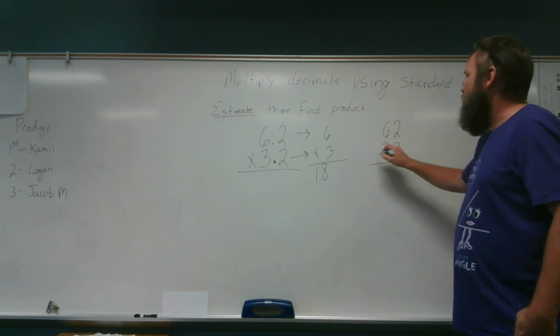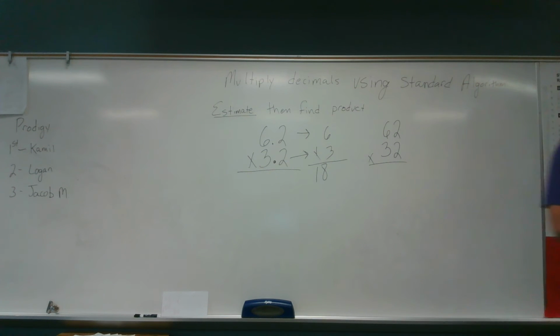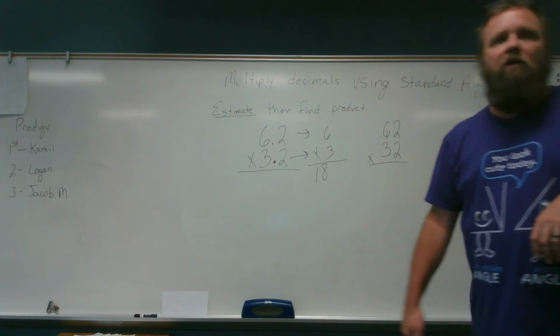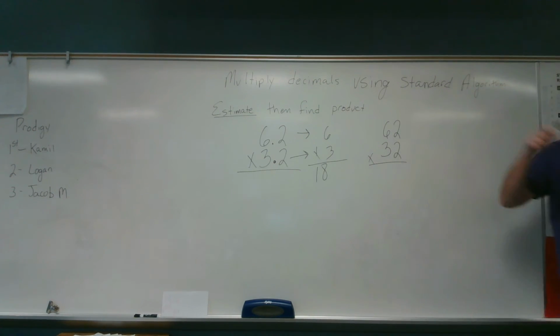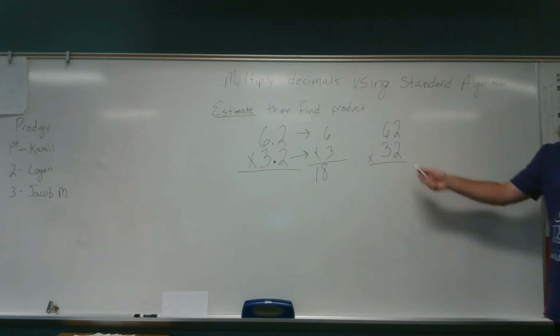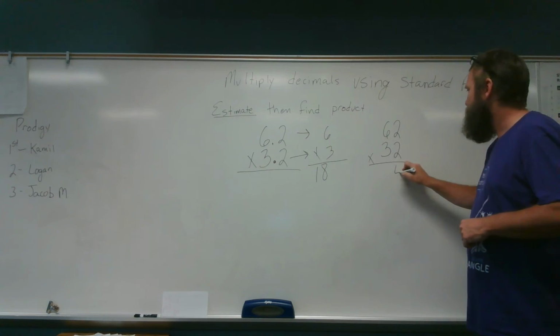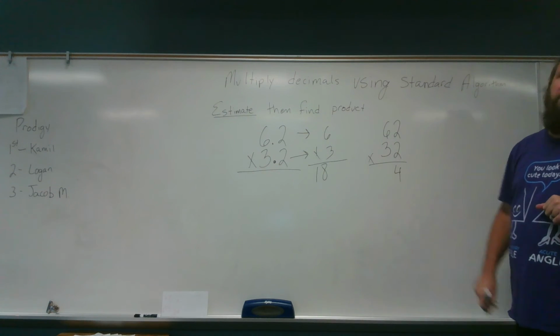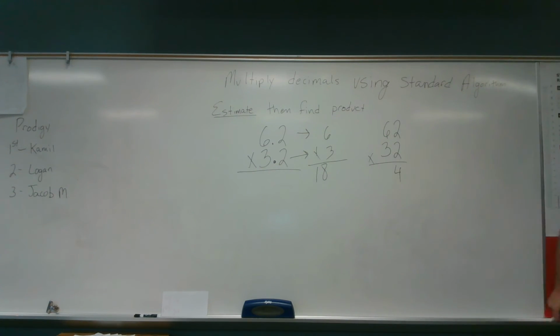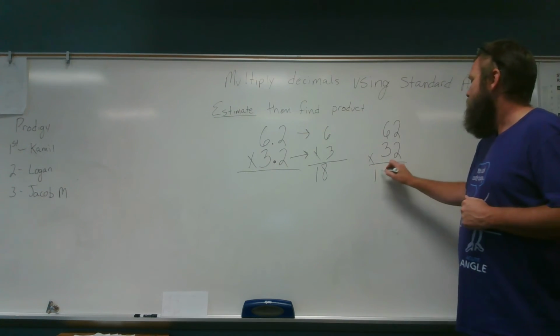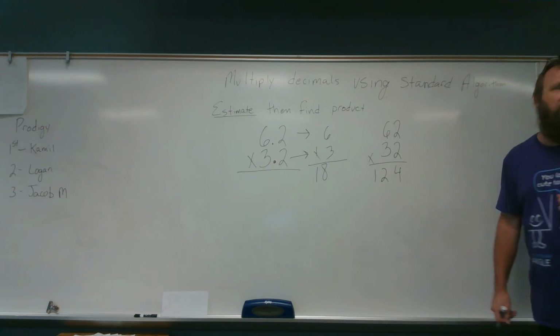So then we rewrite it, ignoring the decimal points, and we end up with the problem 62 times 32. Thank you, Kaysen. Let's start off with my 1's place times my 1's place, and I get what? 4. Then I have my 1's place times my 10's place. 12. 12 tens is the same as saying 120.